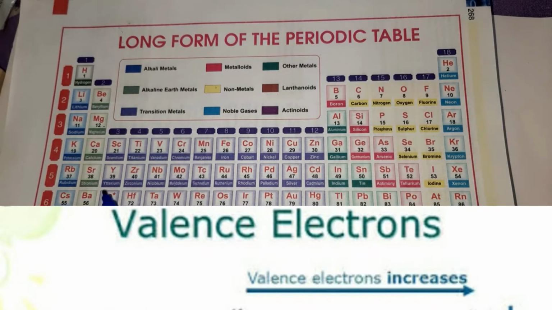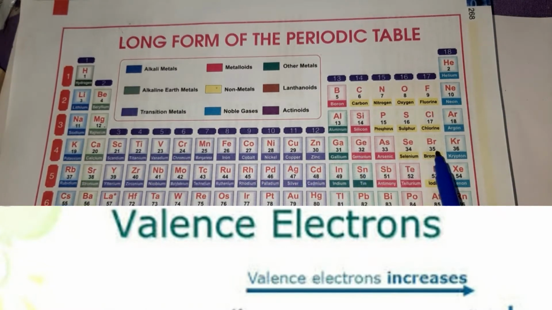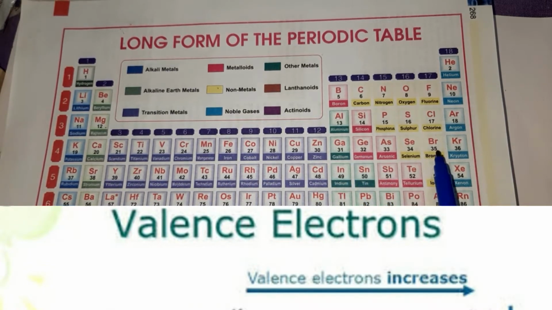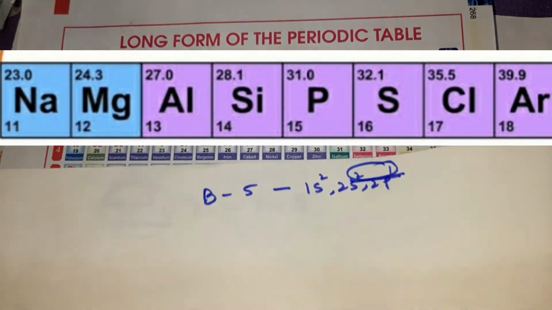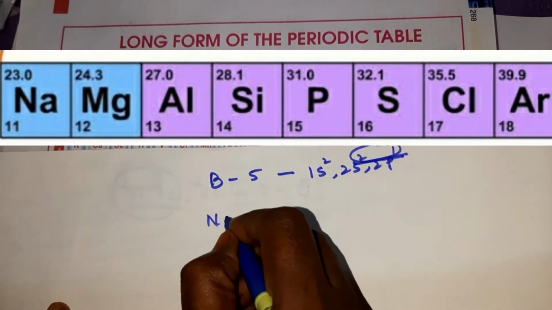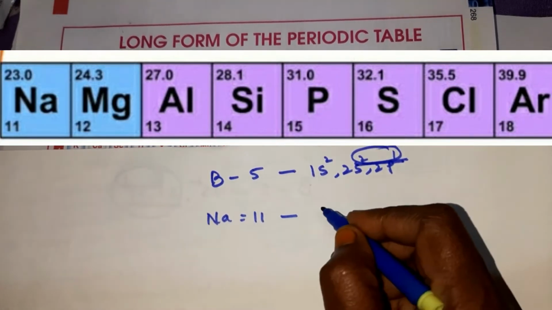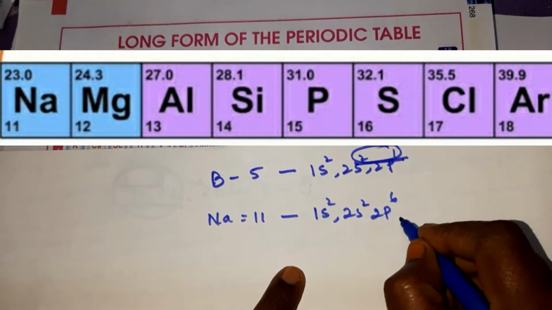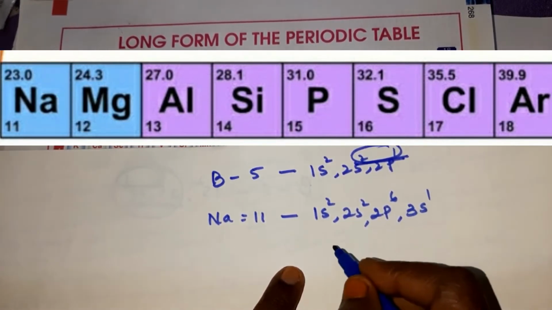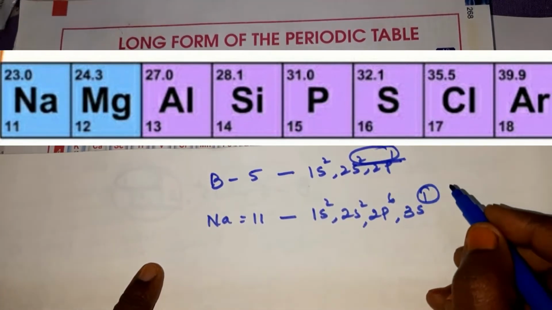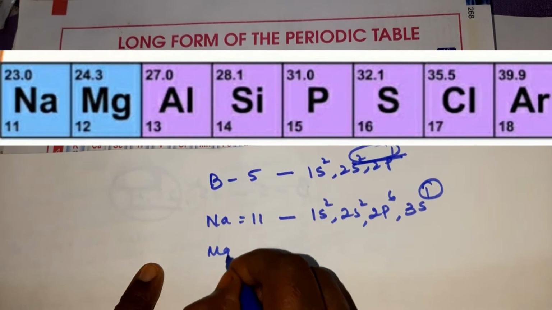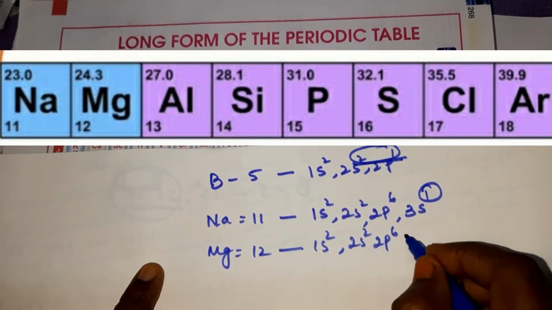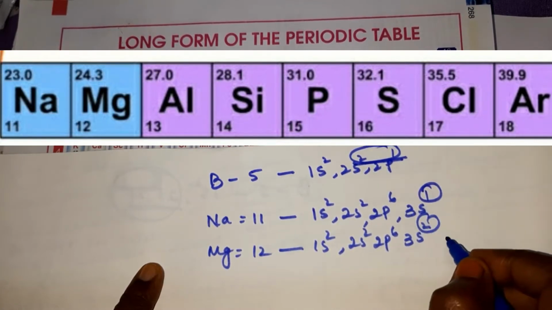What happens to these valence electrons when you move from left to right in a period, children? The number of valence electrons in the elements increases. For example, sodium, atomic number 11, electronic configuration 1s2, 2s2, 2p6, 3s1. So in the outermost shell you find one valence electron. If you take magnesium, atomic number 12, 1s2, 2s2, 2p6, 3s2. So in the outermost shell 2 electrons are present.